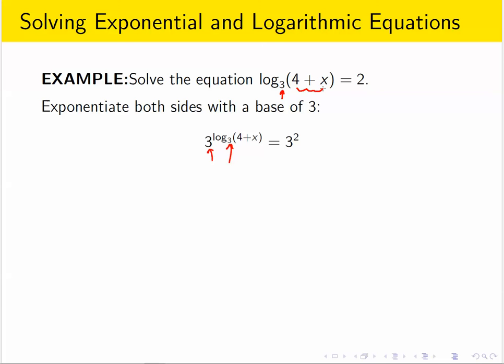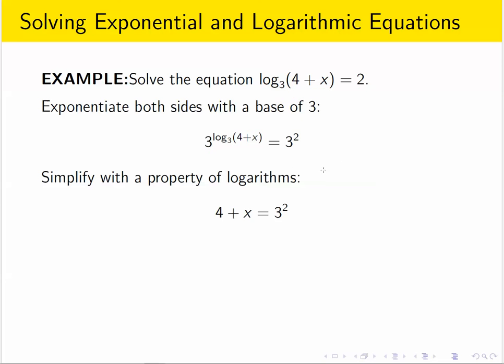This entire quantity, log base 3 of 4 plus x, became the exponent of 3 on the left side of the equation. This 2 became the exponent of 3 on the right side of the equation. Now a property of logarithms allows you to basically cancel the 3 raised to a logarithm base 3, leaving you with just 4 plus x.